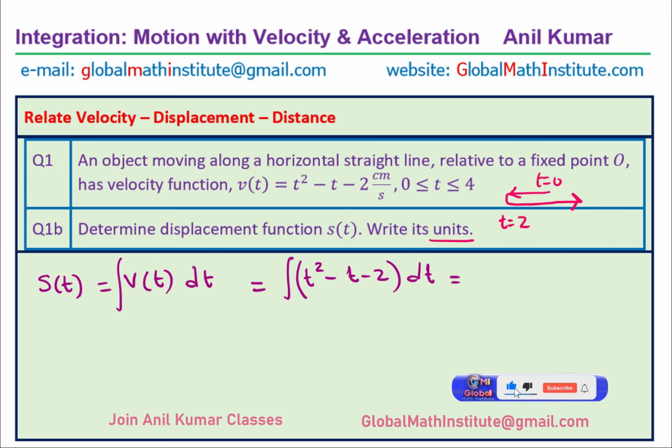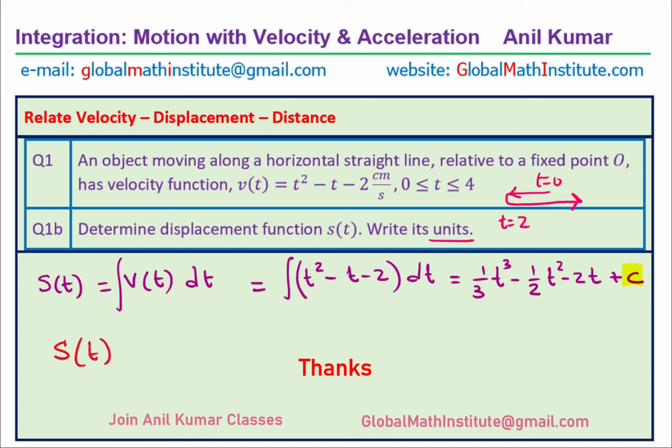the integral of t squared with respect to t will be 1/3 of t cubed, right? Minus half of t squared minus 2t plus a constant c. So here also try to include the constant c, right? So that becomes the displacement. So let me rewrite this function, which is s of t is equal to 1/3 of t cubed minus half of t squared minus 2t, and the unit being centimeter, right? So centimeter per second is multiplied by time, so that seconds cancel. So that is the function.